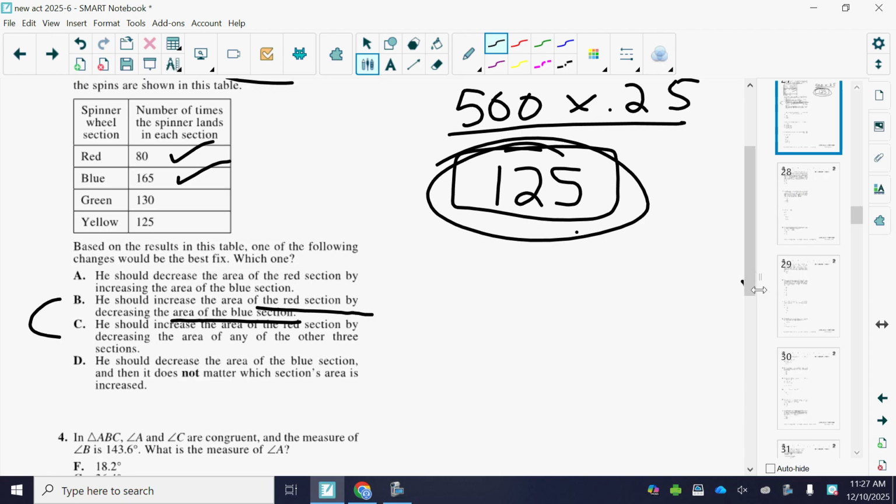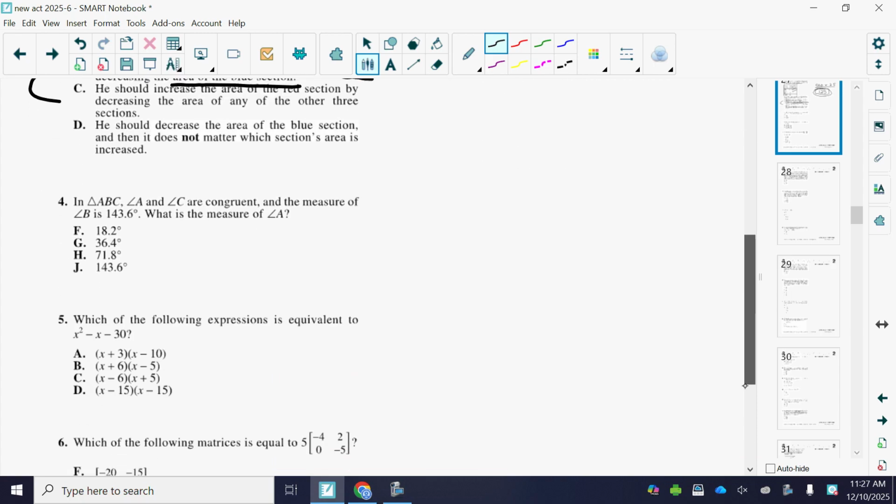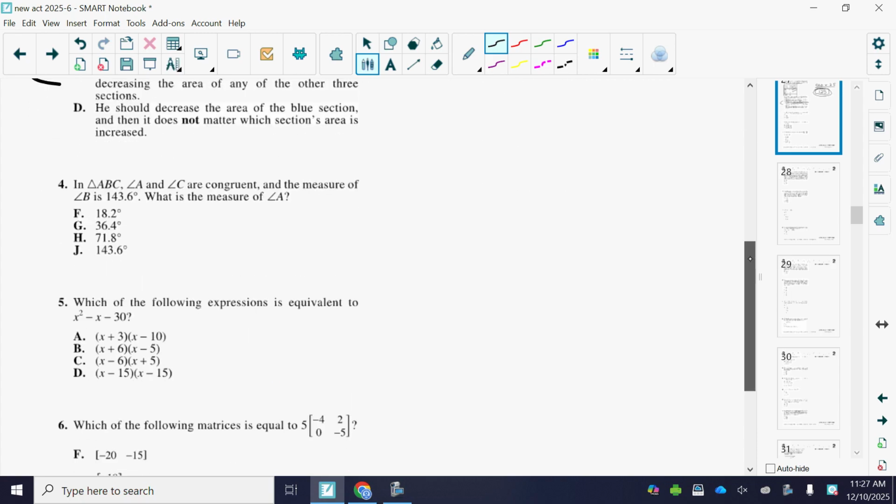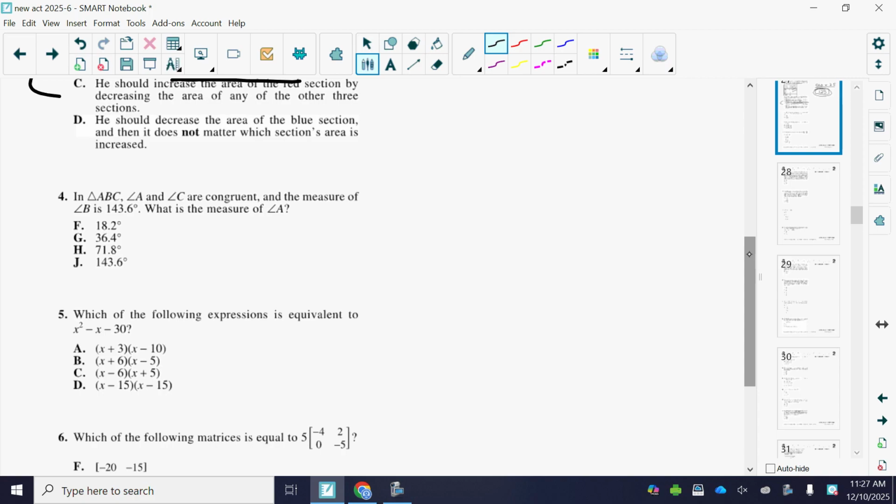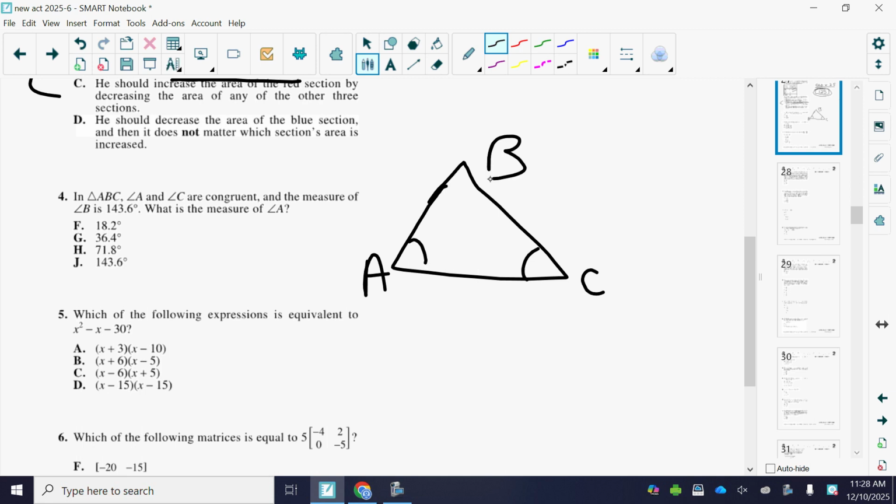This is geometry, and it gives you an idea of how nasty this test is. We just did probability. We did average. Here comes geometry. A, B, C. A and C are congruent. B is a big old large obtuse angle. What do the 3 angles of a triangle add up to? Y'all just came out of this class. So it would be 180 minus 143.6 divided by 2. So you would say these two each have to be 18.2.